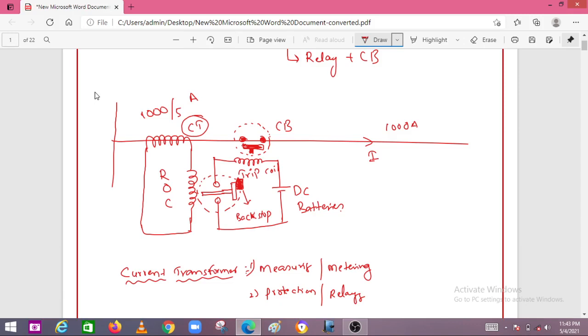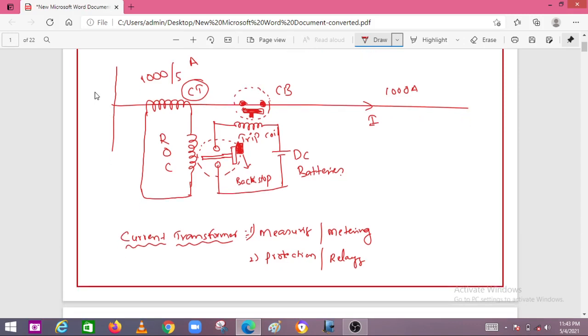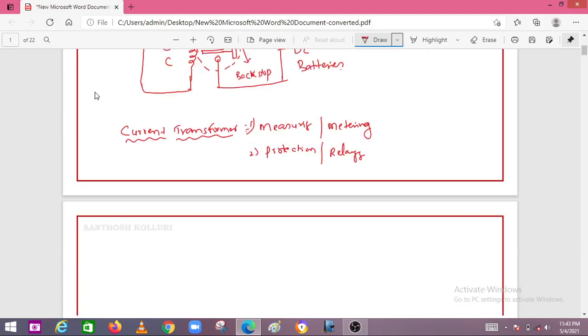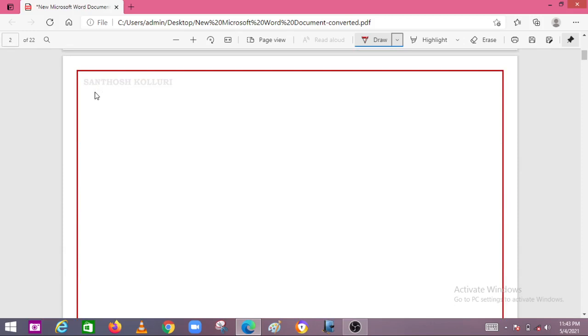For that, the secondary side winding is more. Secondary side winding is more. I'll explain here. For example, I have taken a 1000 by 5 amperes CT. Therefore I1 by I2 is equal to what we know, N2 by N1.